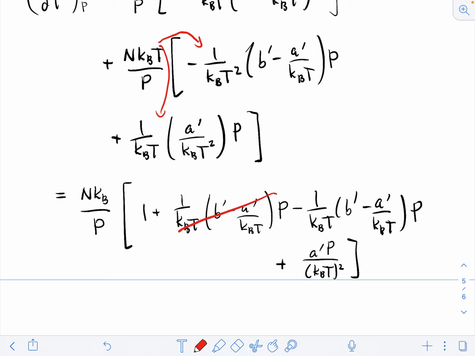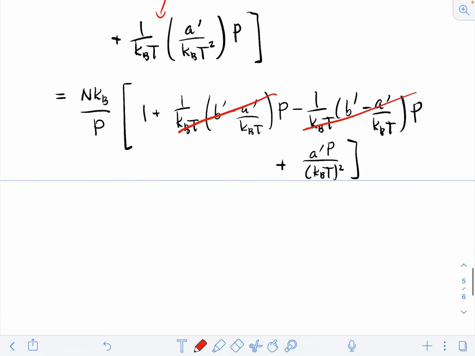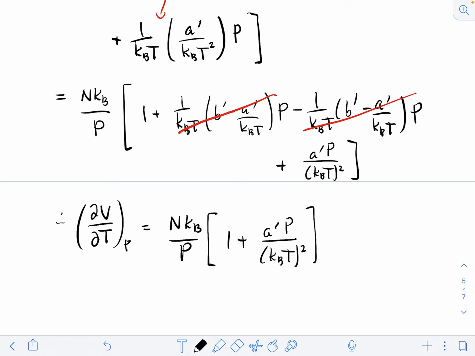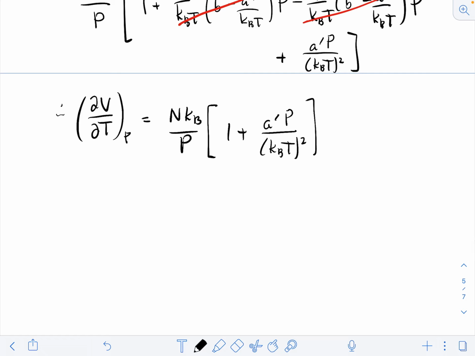What's nice about this result is that these two large terms inside cancel exactly, and we're left with that the volume derivative with respect to temperature is equal to N k_B over P, and we just have a 1 plus A prime times pressure over k_B T squared. Okay, good.